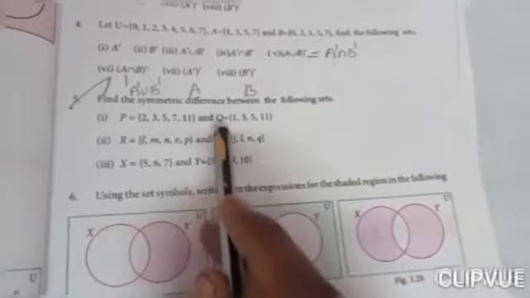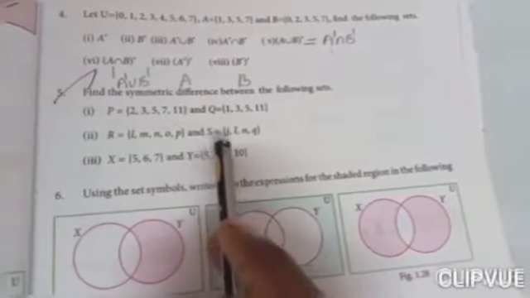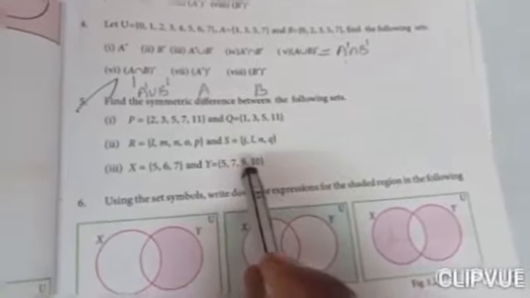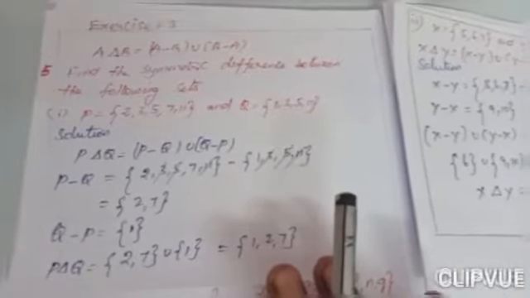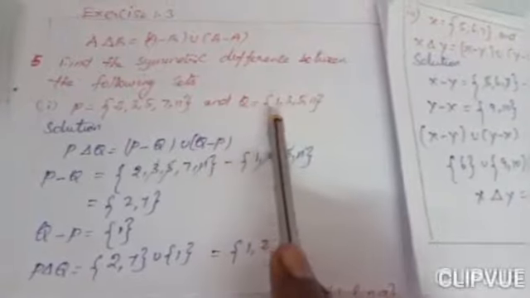I will explain it now. In the fifth Roman number, we have 3 sums. First one is set P equals 2, 3, 5, 7, 11 and Q is 1, 3, 5, 11. Second one is R equals L, M, O, P and S equals J, L, M, Q. Third, X equals 5, 6, 7 and Y equals 5, 7, 9, 10. I will explain. So first one, set P is 2, 3, 5, 7, 11. Set Q is 1, 3, 5, 11.